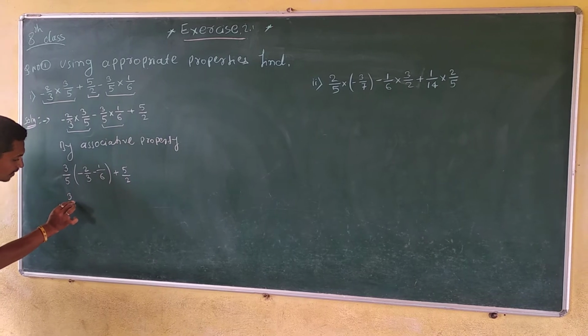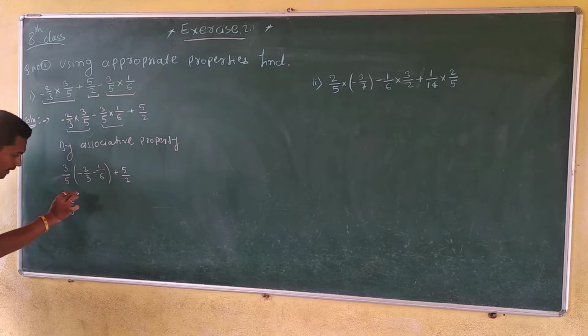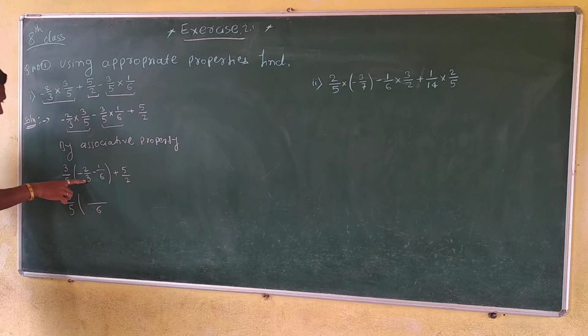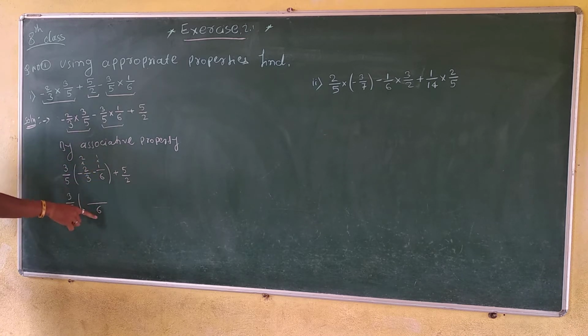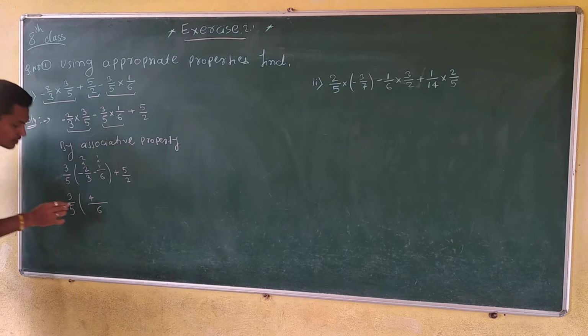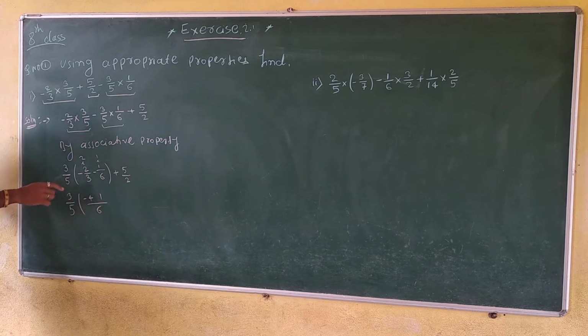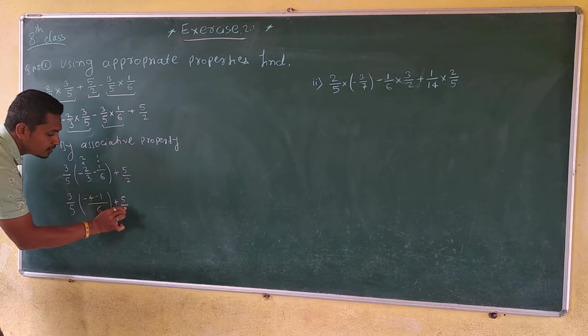So see here, 3 divided by 5 as it is, and now we have to solve this bracket. In the bracket the LCM of 3 and 6 is 6. Then 3 twos are 6, so into 2; 6 ones are 6, so into 1. So 2 twos are 4. Then which sign do you write here? Minus into plus is minus. The next 1 ones are 1. Which sign here? Minus into plus is minus. Bracket complete, plus 5 divided by 2.